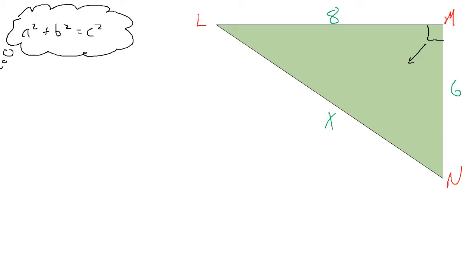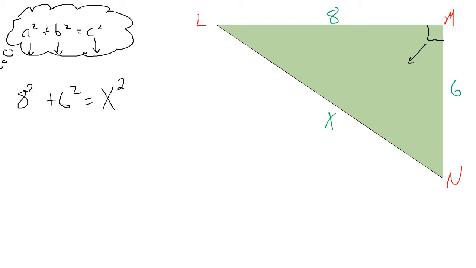So you think, okay, the c is the hypotenuse, so in this case the c is X. The a and the b are the two legs, and you put them in exactly how they are here, and it doesn't matter which one is which. I'm going to go 8 squared and 6 squared. So 8 squared plus 6 squared equals X squared. Now we can solve this.